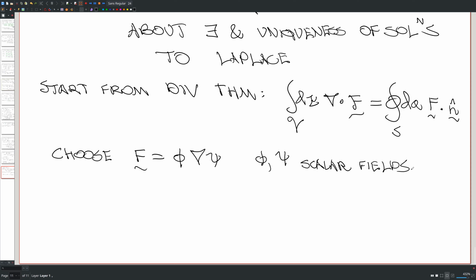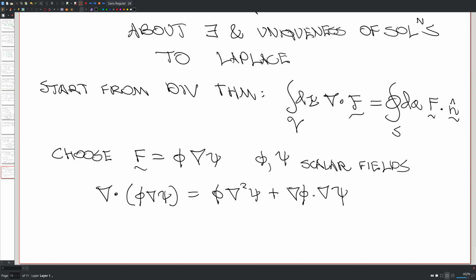All right, so then what do we do? We just write the divergence of that object here by applying an identity. I can act with the divergence on this gradient, so then it becomes phi times the Laplacian of psi. But then there's also the grad phi dotted into grad psi. Okay, and it's just a mathematical identity.